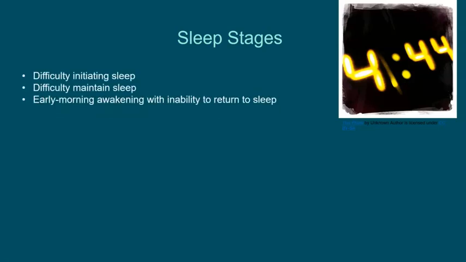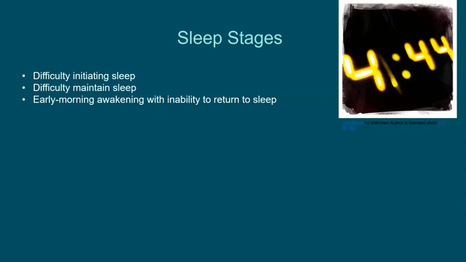Some adults or children may complain of difficulty initiating sleep, difficulty maintaining sleep, or an early morning awakening with an inability to return to sleep. So they may have trouble falling asleep and they wake up at 2 o'clock in the morning. They can't go back to sleep till 3 or 4. They finally think they're back to sleep. It's 5 o'clock. It's time to wake up. So that is a distressful sleep cycle.